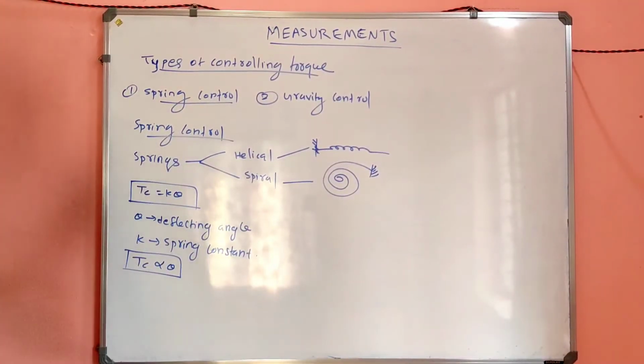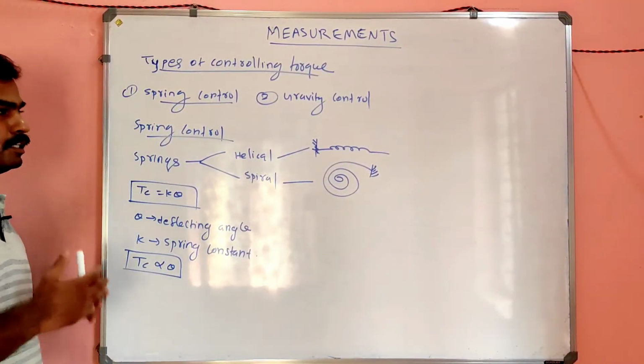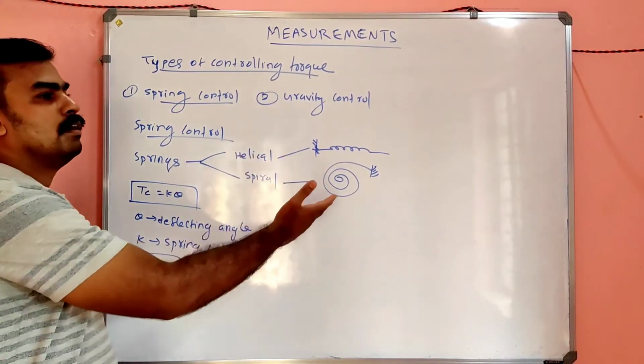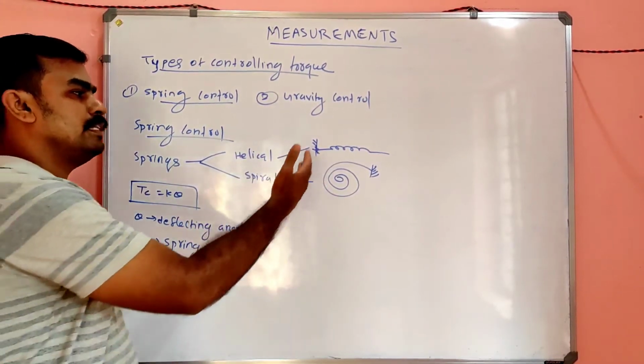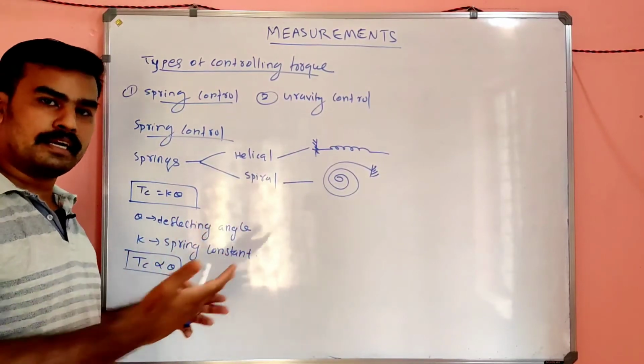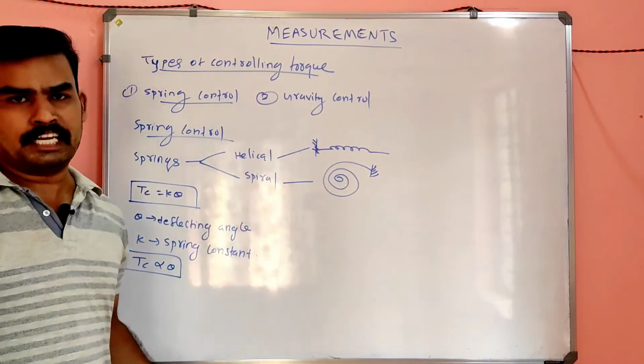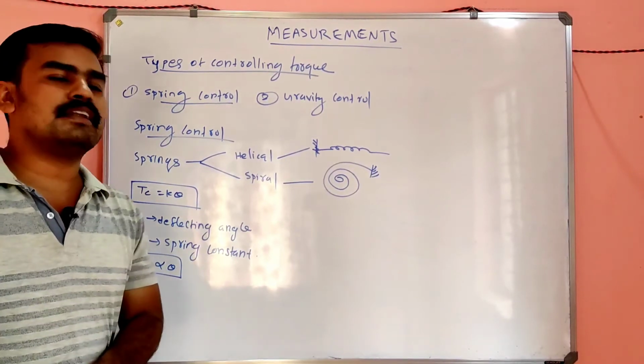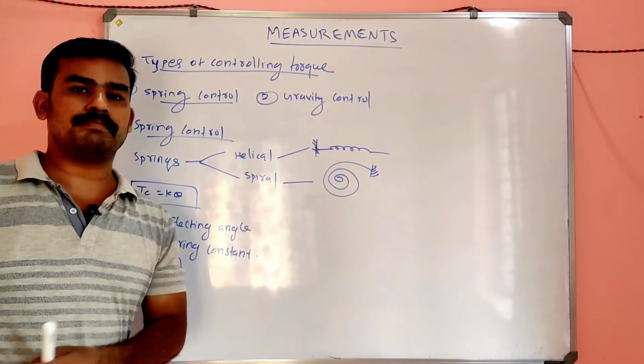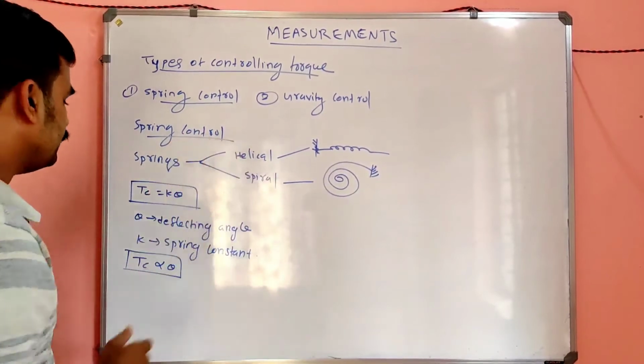Next, the properties of the spring. In the spring control mechanism, this spring may also act as the lead for the current entering and leaving the instrument. It may act that way sometimes, which we will learn when we study a particular instrument. Okay, as of now it's enough.